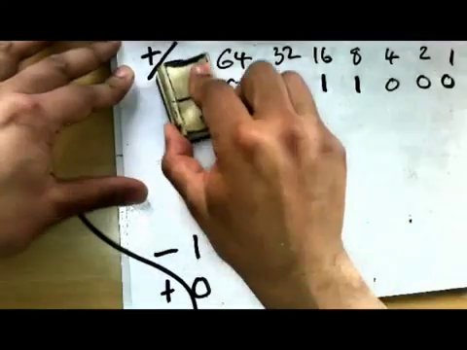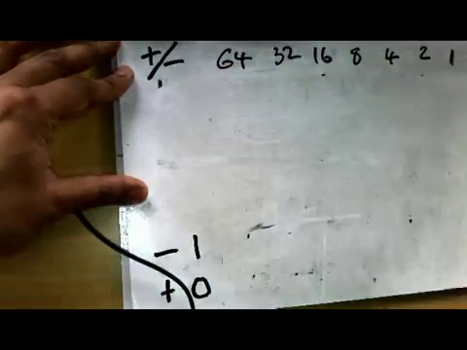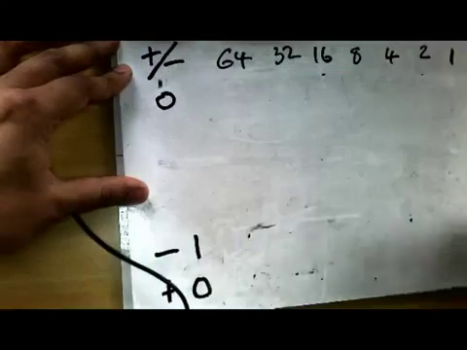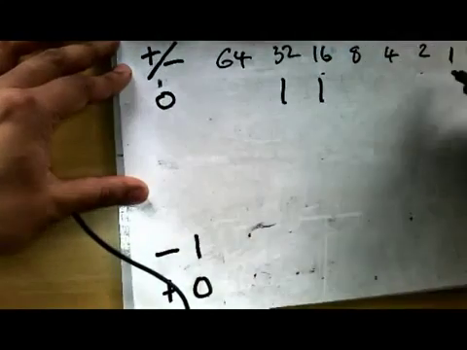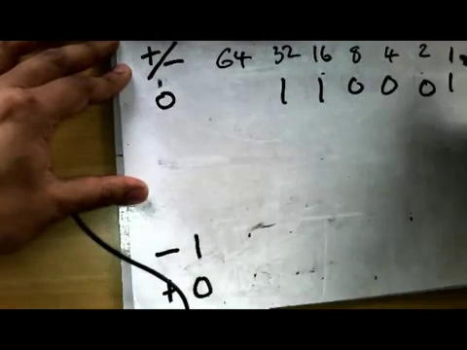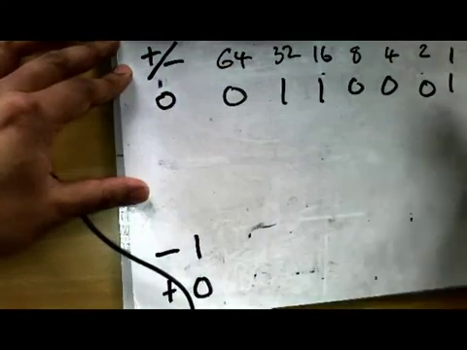Positive numbers work exactly the same way as they always have done, but the most significant bit, which is this one here, is always 0. So this would be the number 49, with a 32 and a 16 making 48, plus a 1 making 49, and this one's a 0.